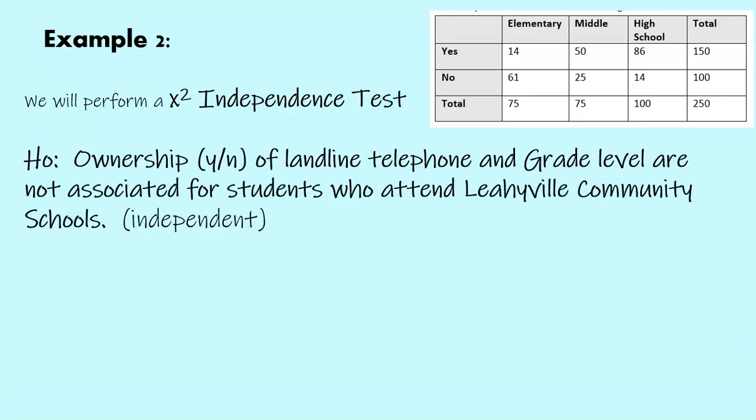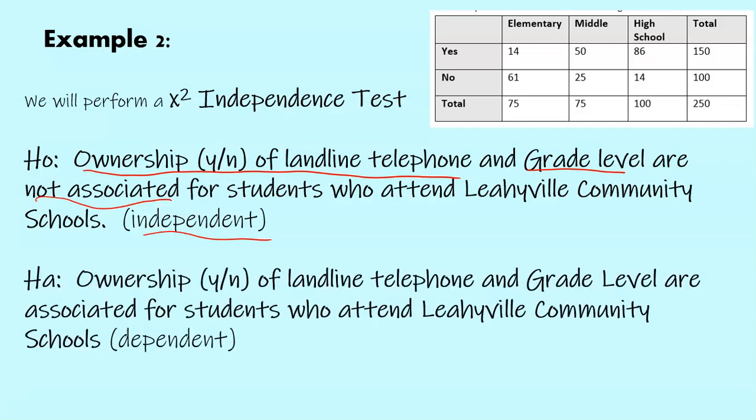All right. So here we go. My null hypothesis is that my 2 variables, ownership, yes, no, of a landline telephone and grade level are not associated. That means they're independent. If they're independent, then the proportions should be the same of yes and no's across the categories of that other variable. So it's similar to the test for homogeneity. It's just the way you set up the null hypothesis is a little different. My alternate hypothesis is that my 2 variables are associated, that they are dependent.